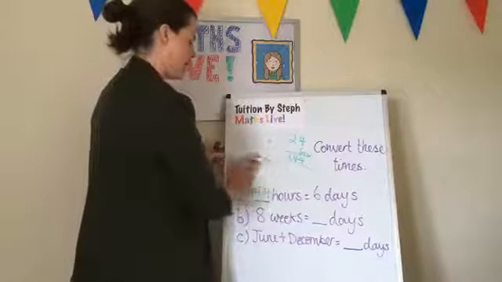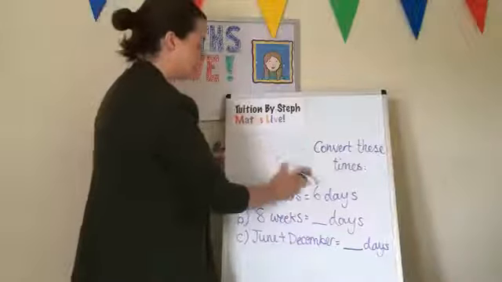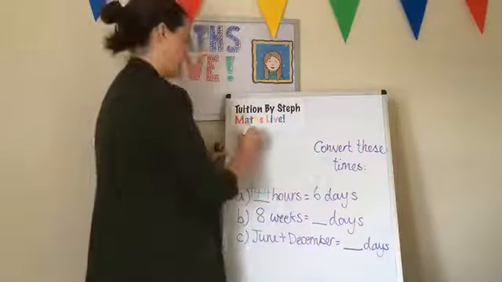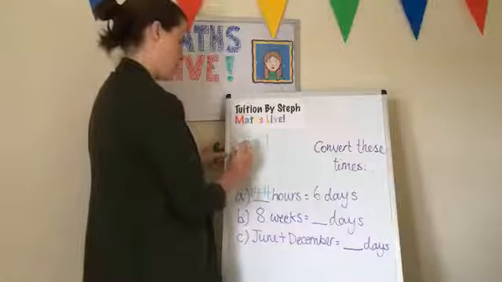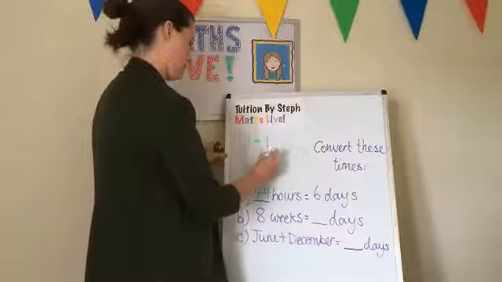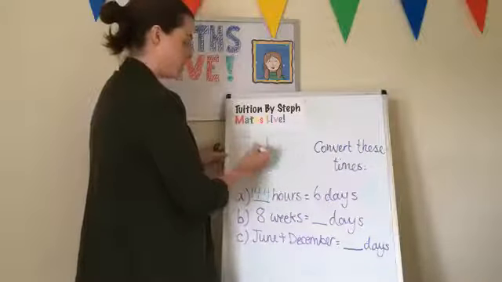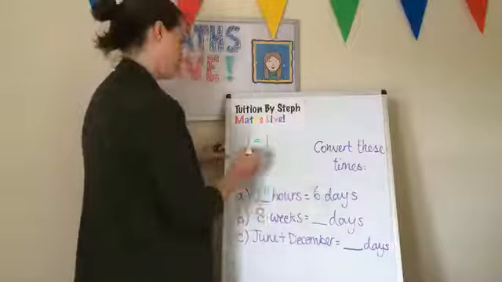How many days are there in 8 weeks? So we know that there's 7 days in 1 week, but we want 8 weeks. So we times 7 times 8, which is 56.